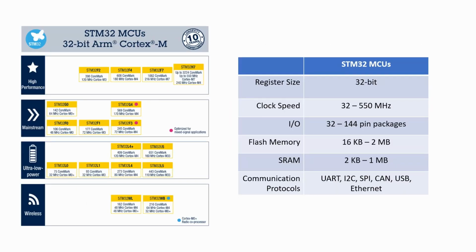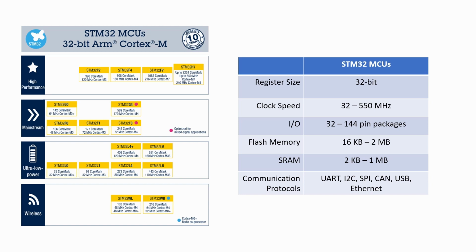There's more than a dozen different series within the STM32 families, so they have a wide range of capabilities. Each one of them is a 32-bit microcontroller. They come in clock speeds from 32 to 550 megahertz. For I/O, the different chips have packages anywhere from 32 to 144 pins. Flash memory, 16 kilobytes to 2 megabytes. SRAM, 2 kilobytes to 1 megabyte, and a plethora of different communications protocols.